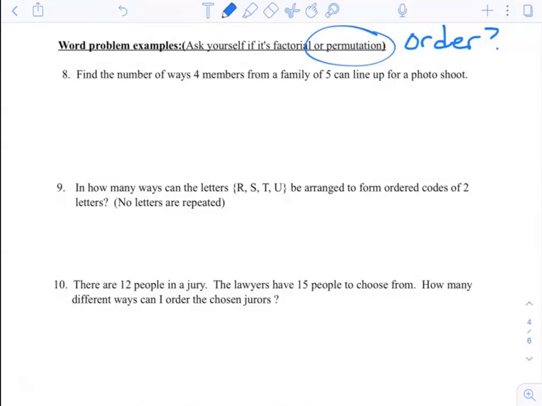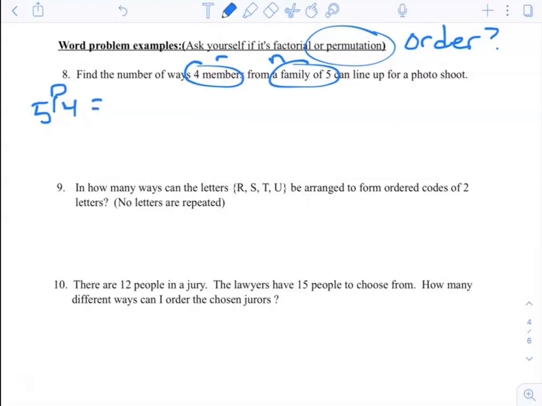Find the number of ways 4 members from a family of 5 can line up for a photo shoot. So family of 5, that's my N. 4 members, that's R. I want to know how many ways they can line up for a photo shoot. Order matters in this situation because being all the way to the left is different than being all the way to the right. So we have 5 as our N. We're picking 4 of them. 5p4.